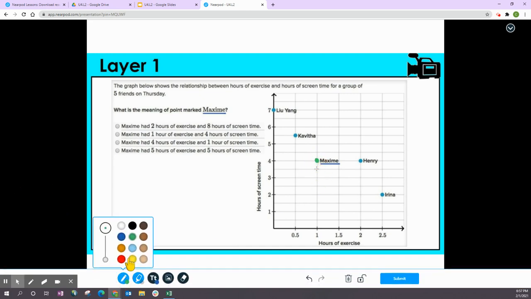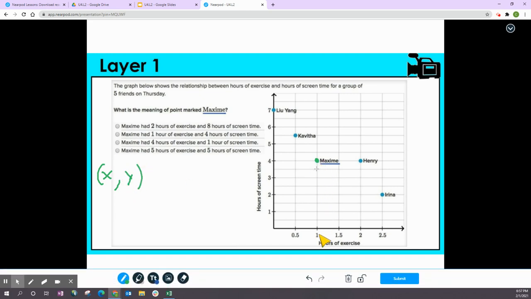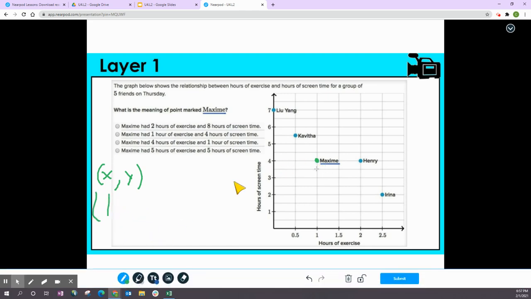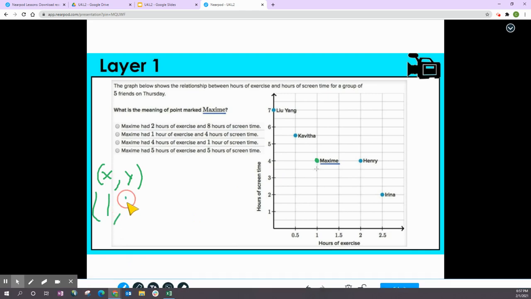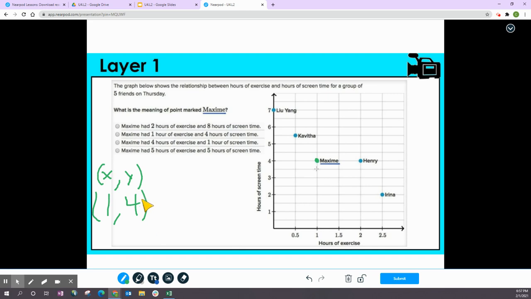I'm going to write an ordered pair for Maxime. I remember that when we write ordered pairs, we write them as X and Y. So if I look down, I see that Maxime is at 1 on the X axis and 4 on the Y axis. So her coordinate pair, her ordered pair, is at (1, 4). But what does this mean?